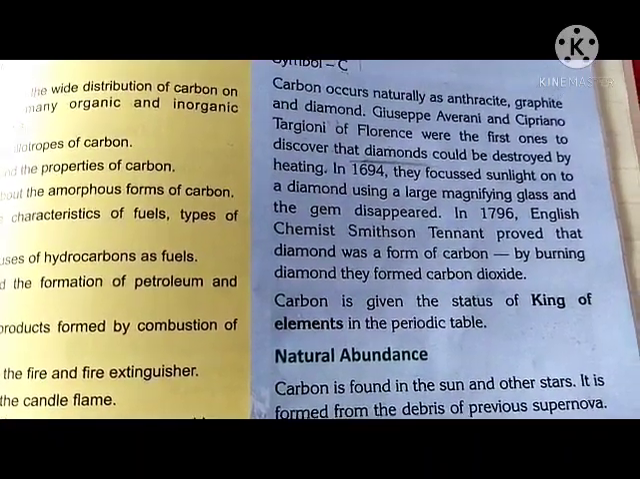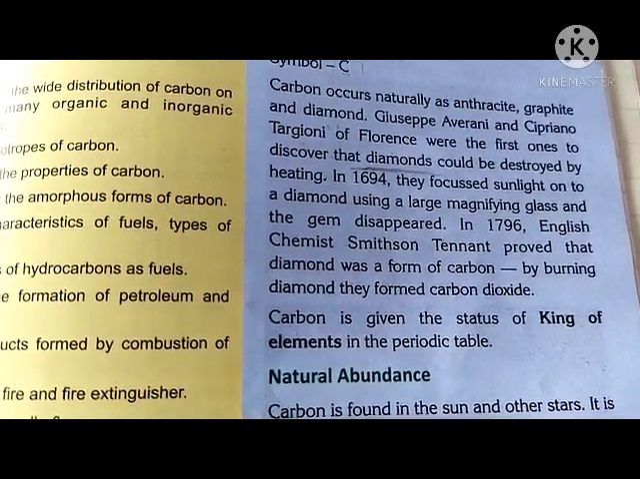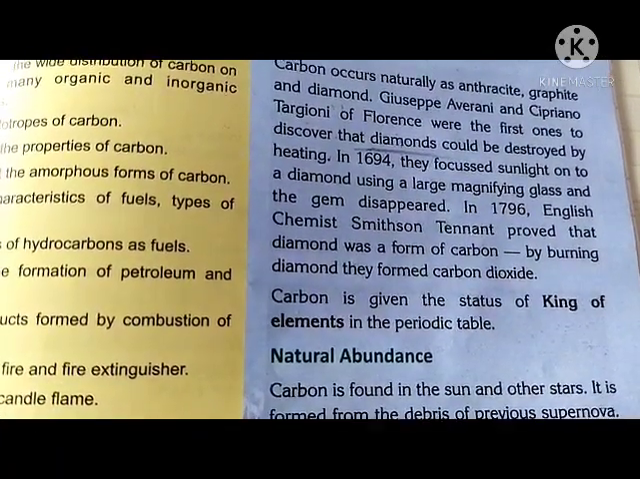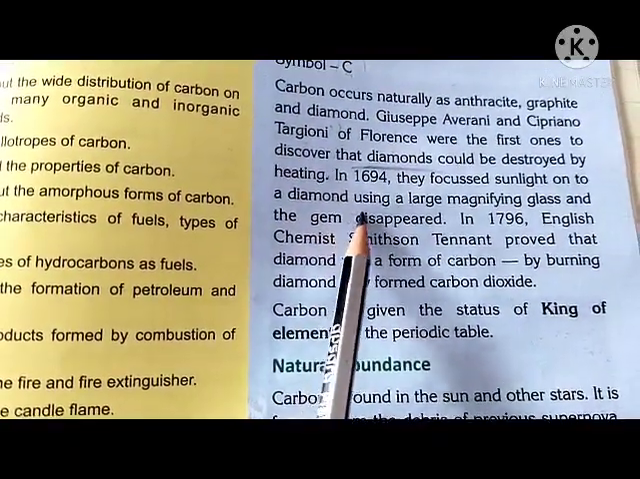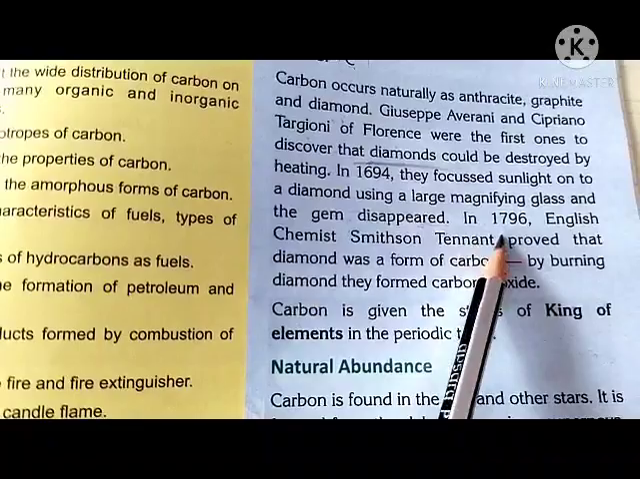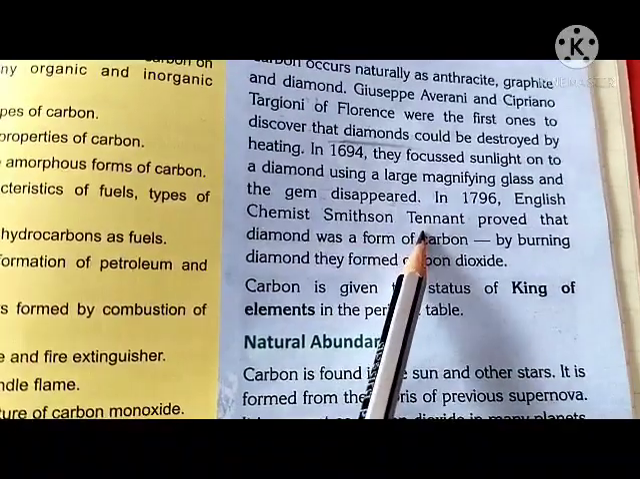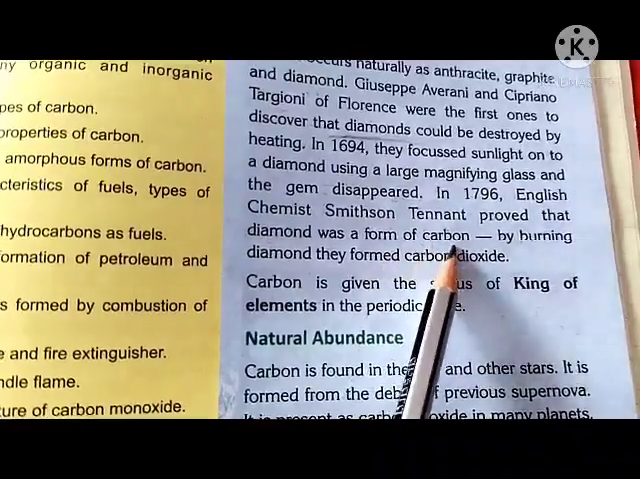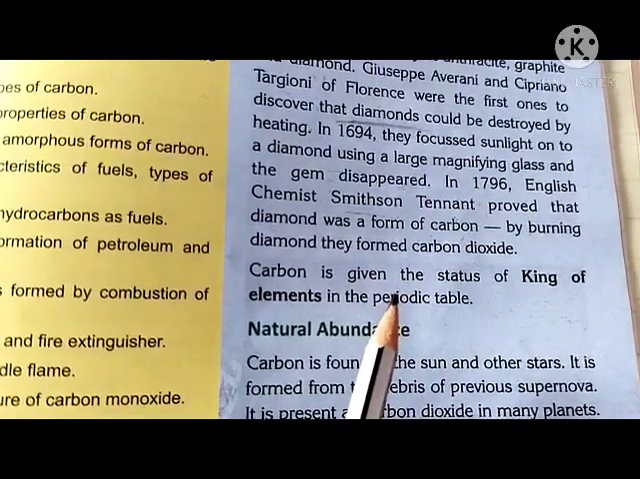Okay, in 1694 they focused sunlight onto a diamond using a large magnifying glass, and the gem disappeared. They did this experiment successfully, students, by focusing sunlight with a magnifying glass, and the gem disappeared. Okay, in 1796 English chemist Smithson Tennant proved that diamond was a form of carbon.